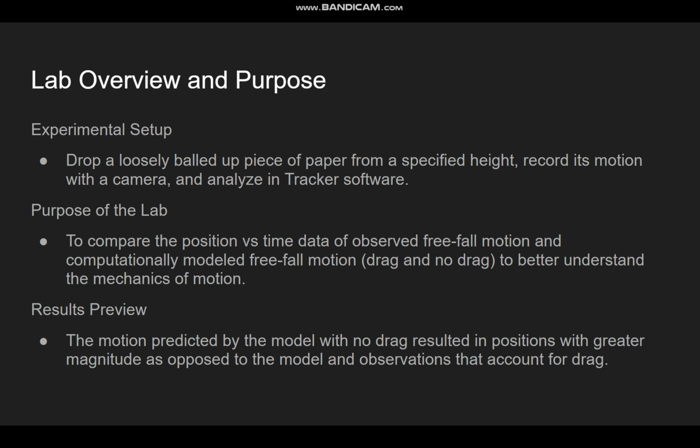Results preview. The motion predicted by the model with no drag resulted in positions with greater magnitude as opposed to the model and observations that account for drag.